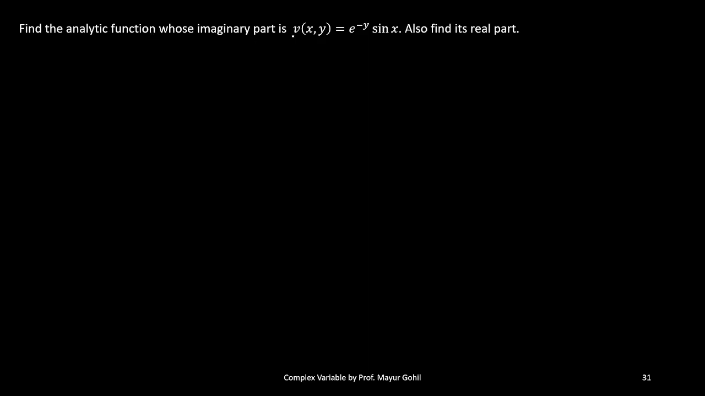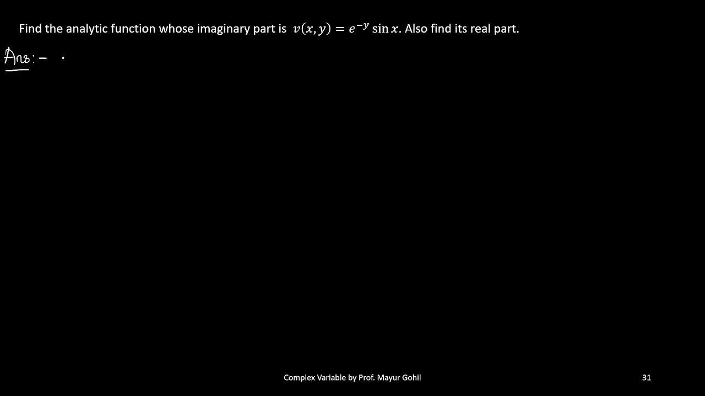In this video lecture, we shall be taking up the following question: to find the analytic function whose imaginary part is v(x, y) equals e to the power minus y sin x, and we also find its real part. Now let us see how to go about this question. In this question I will be trying to show you certain steps in which you will be able to skip some steps which are very generic or very redundant in nature.